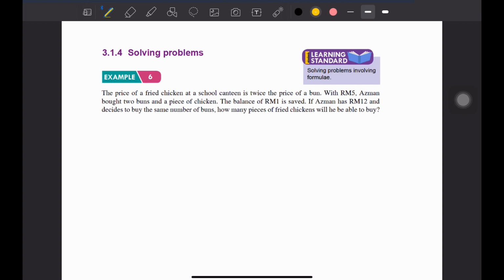The price of a fried chicken at the school canteen is twice the price of a bun. With RM5, Azman bought 2 buns and a piece of chicken. The balance of RM1 is saved. If Azman has 12 ringgit and decides to buy the same number of buns, how many pieces of fried chicken will he be able to buy? Macam mana ni?